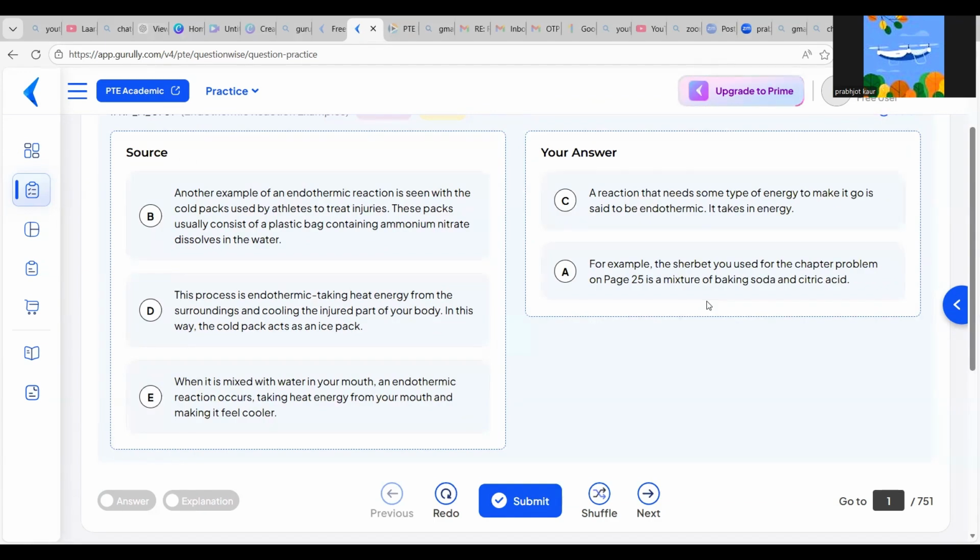And after that, another example. No, we can't write that here. "This process is endothermic, taking the heat energy from the surroundings and cooling the injured part of your body. In this way, a cold pack acts as an ice pack, and wet it is the mixed water in your mouth." So in both cases we have to write one.